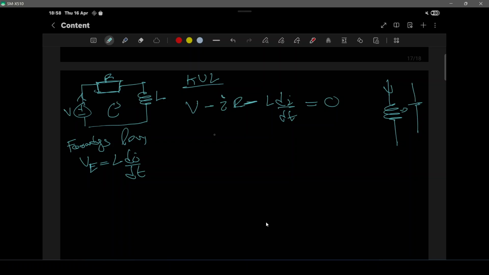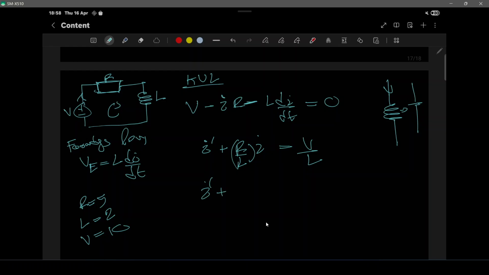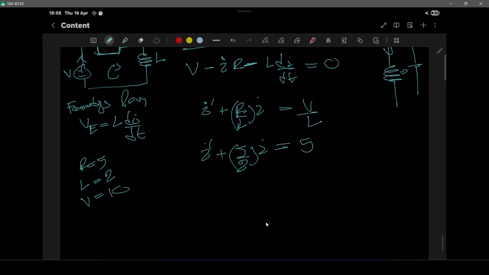So I go to the standard form. I have to divide the whole equation by L. I dash plus R over L times I is equal to V over L. So I plug in the values. R is given as 5, L is given as 2, and V is given as 10. So I dash plus R over L, which is 5 over 2, times I is equal to V over L, which is 5. So this is the equation we have to solve.